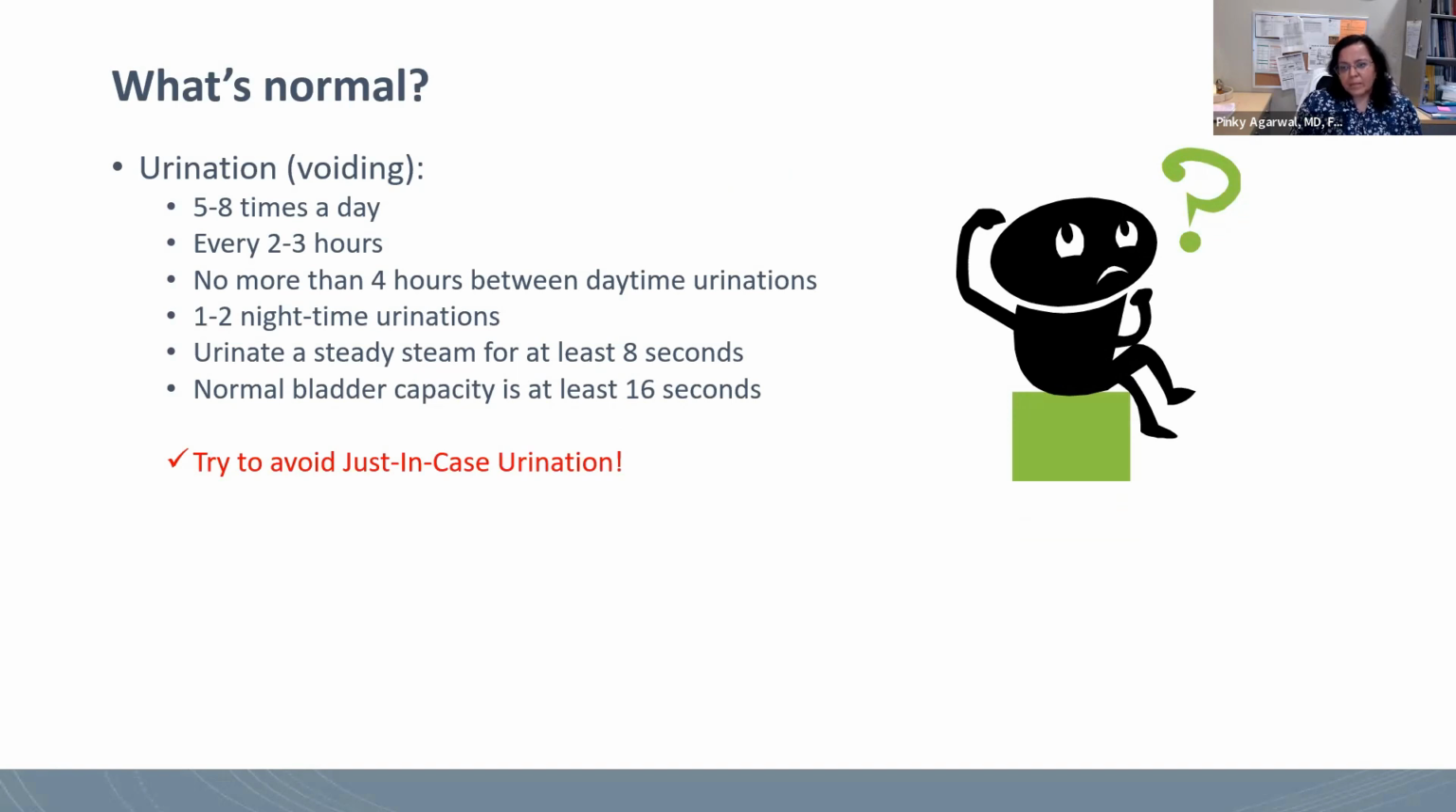Where do we get this number, 8 seconds? Normal bladder capacity is estimated to produce urination of at least 16 seconds. So at least 8 seconds means that the bladder was at least halfway full. This leads us to the important concept of no just-in-case urination. Try to avoid it if you can.